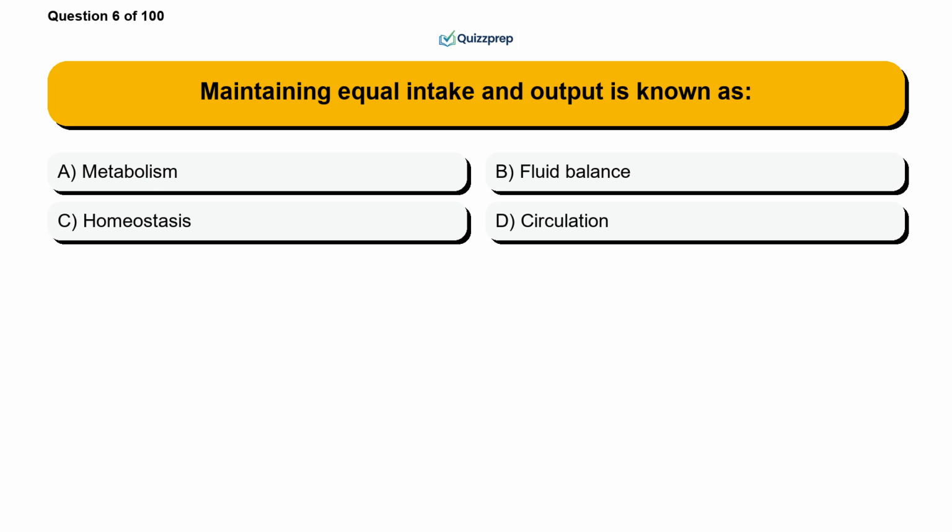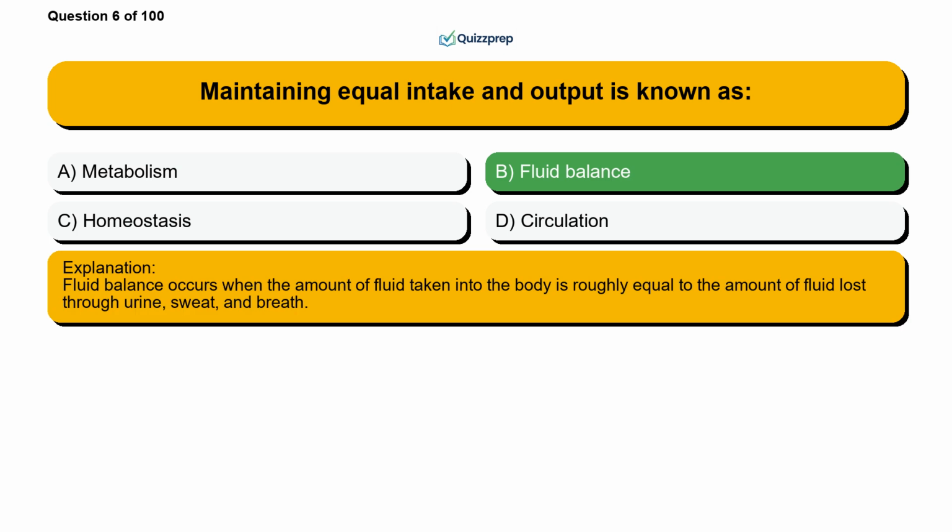Question 6. Maintaining equal intake and output is known as: Option A. Metabolism. Option B. Fluid balance. Option C. Homeostasis. Option D. Circulation. The correct answer is option B. Fluid balance. Fluid balance occurs when the amount of fluid taken into the body is roughly equal to the amount of fluid lost through urine, sweat, and breath.